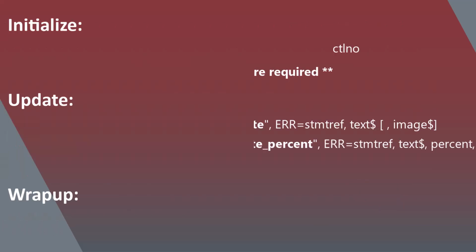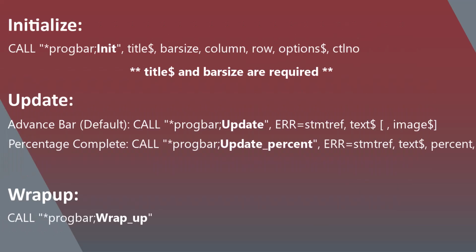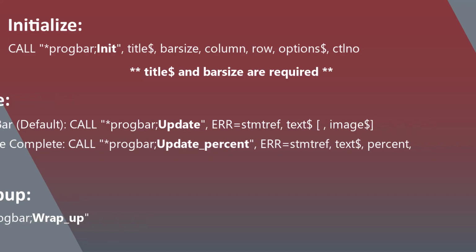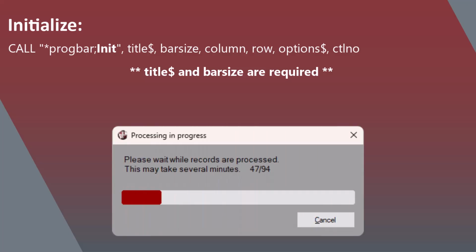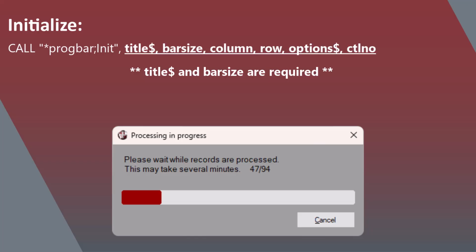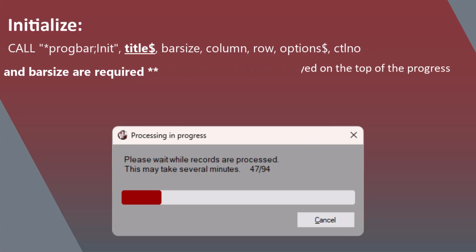There are 3 call routines required in a program to invoke the Progress Bar. First step is to initialize the Progress Bar using the syntax shown. You will need to put this call right before running the process or report in your program. You do have the option to set other variables at this entry point. There are 6 parameters that the call will take in. The first 2 are required, which are title and bar size.